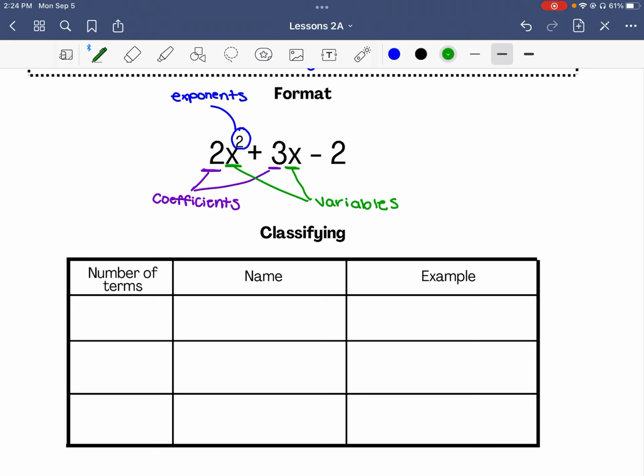Now, polynomials also have names, and they depend on how many terms that we have. So pretend we have one term, okay? An example of this would be like 2x. You see how there's only one? There's no 2x plus 4 or anything, there's only one. These are called monomials. Now remember that mono means one.